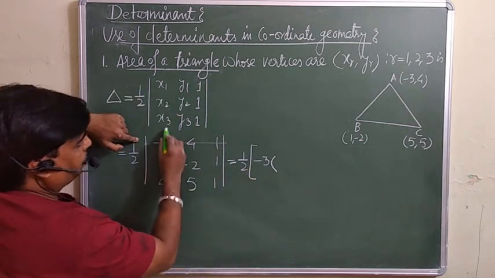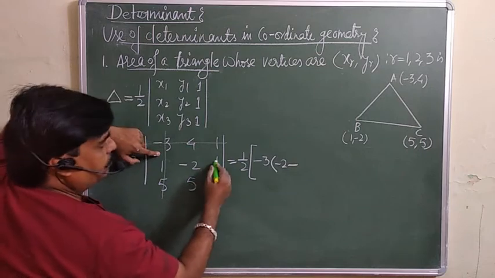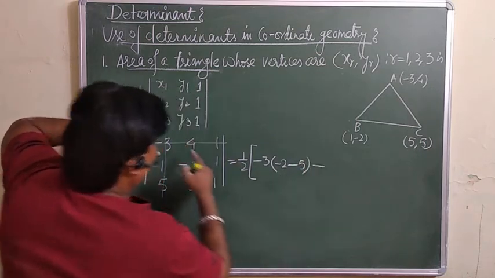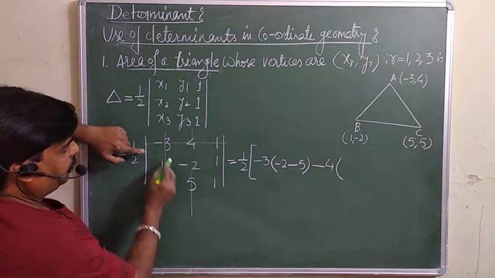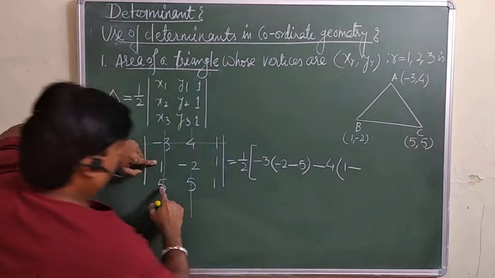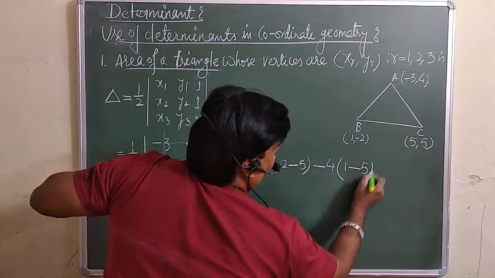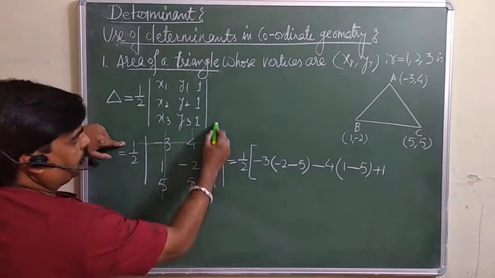This first row and first column we will take, but by this minus 2 into 1, minus 2, minus 5 into 1, minus 5. Then for this 4, minus 4. Then this row and this column will be, so 1 into 1, minus 5 into 1, minus 5, then plus 1 for this one. So this first row and third column we will delete.